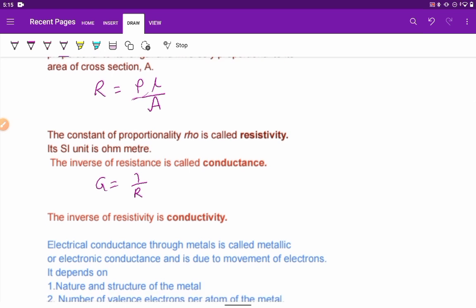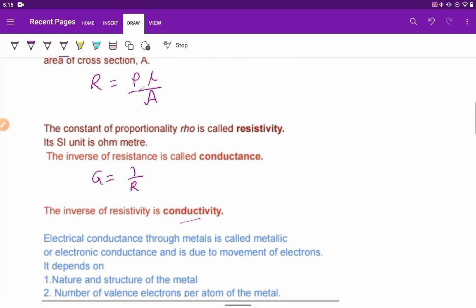Now if we take the inverse of resistance, we call it conductance. G is equal to 1 by R. And inverse of resistivity is called conductivity.